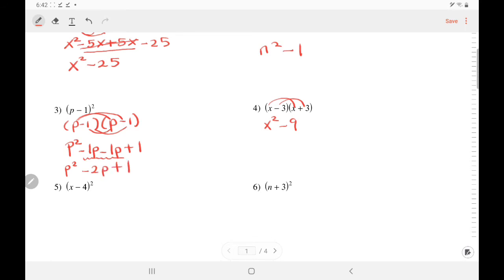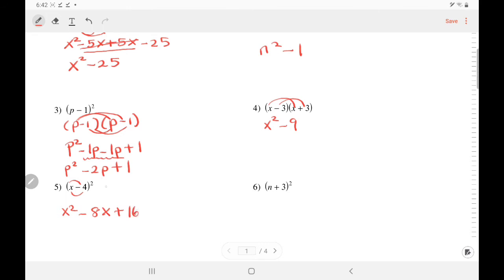So let's practice that on number 5. You know that there will be two middle terms. So the x times x will be x squared. And then the x times negative 4 and another x times negative 4. So there will be two of those. So negative 8x. And lastly, you will square the negative 4 to get a positive 16.